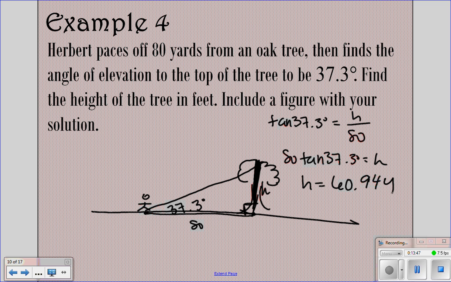And that's in yards because we measured 80 yards from the oak tree. But they say find the height of the tree in feet. So how do we convert yards to feet? You're just going to multiply your answer by 3. And so you should get 182.8 feet. Okay? If you want, you can convert this to feet first. You go ahead and say that that's 240 feet, and then you don't have to convert at the end. Doesn't really matter to me when you convert, but that's what you would do there. Okay, so now let's look at the practice problems.